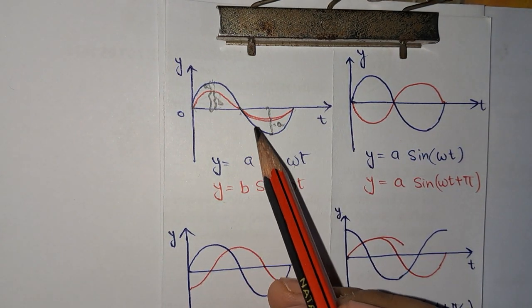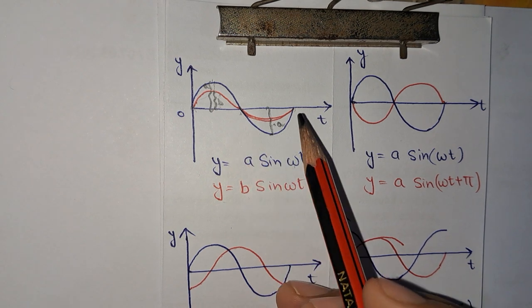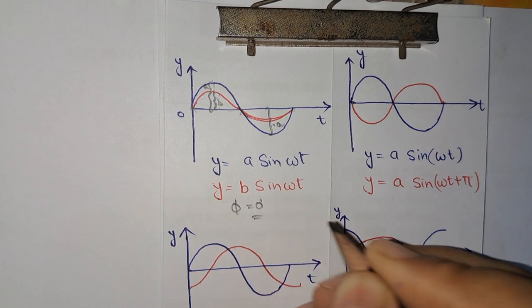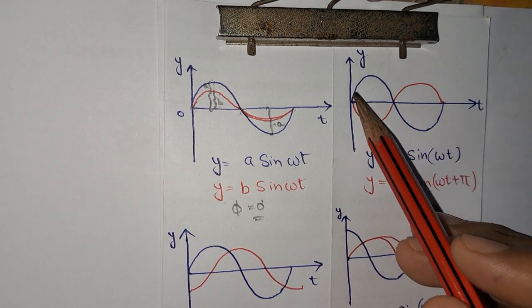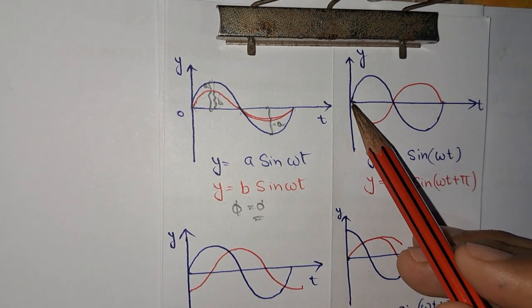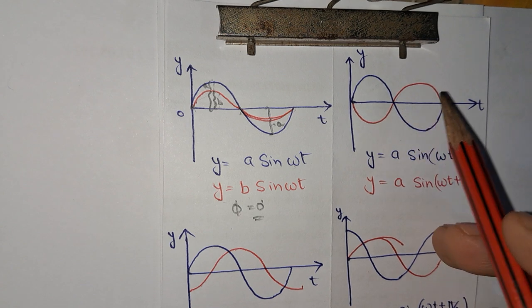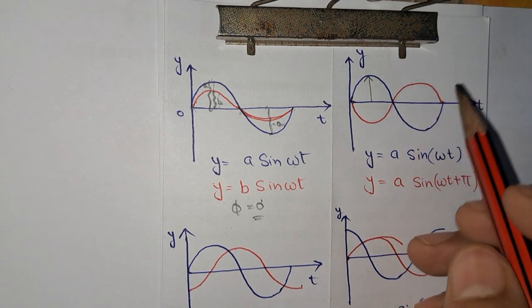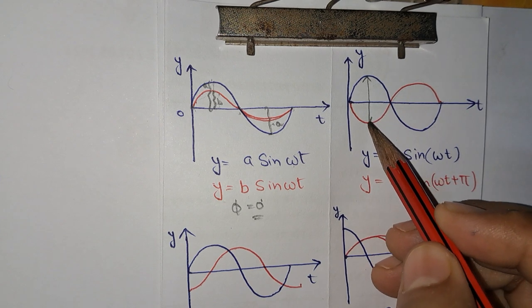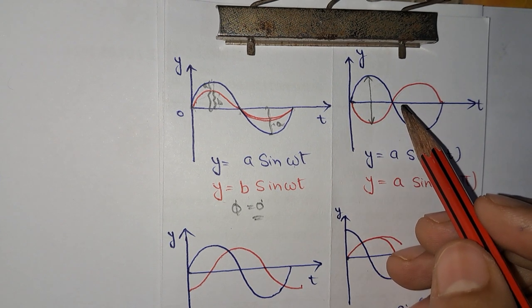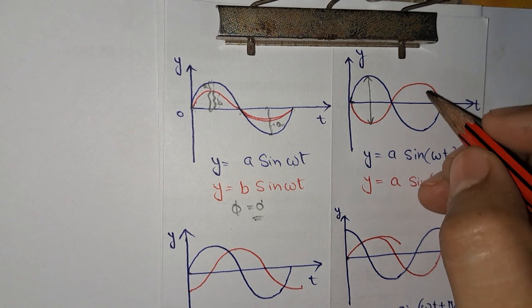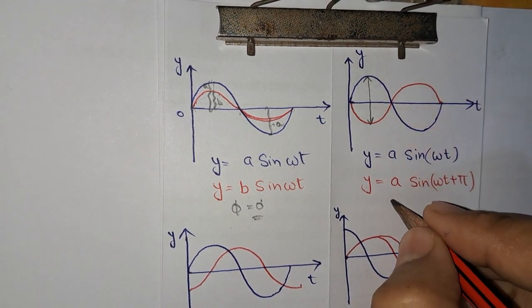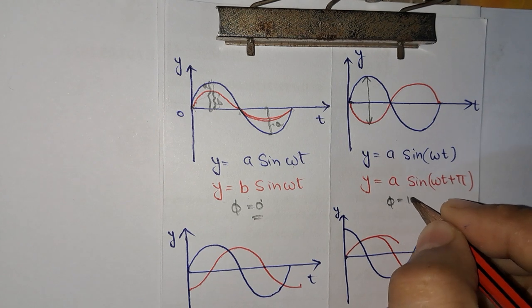So the phase difference between these two could be considered to be 0. So phase difference is 0 here. Now if a particle is moving in this manner and the other is moving in the opposite manner, meaning when it is at maximum height, at maximum amplitude, the second particle is at maximum negative amplitude. So in this manner, the phase difference could be considered as 180 degrees.